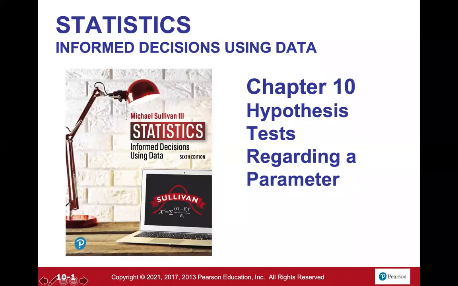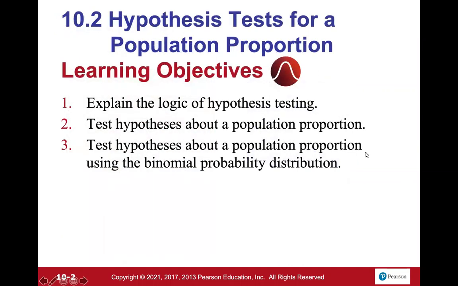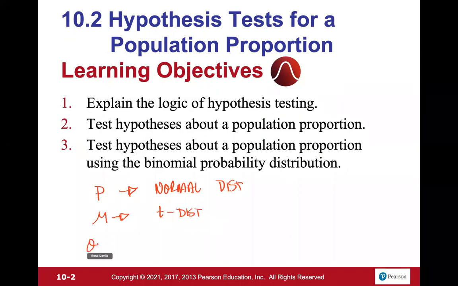Hey guys, chapter 10. This time we're going to do section 10.2, hypothesis test for a population proportion. So remember with hypothesis testing, it's going to go hand in hand with our confidence intervals, meaning that our population proportion is going to use a normal distribution. Our mean is going to use a t distribution. And standard deviation and variance is going to use a chi-square distribution.